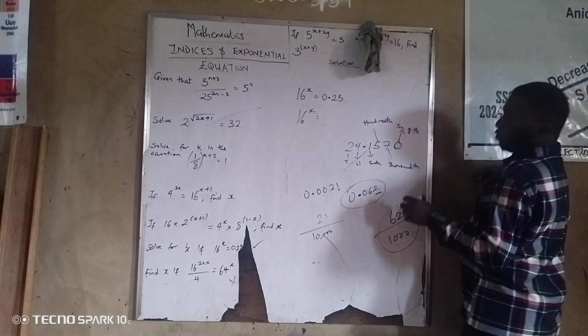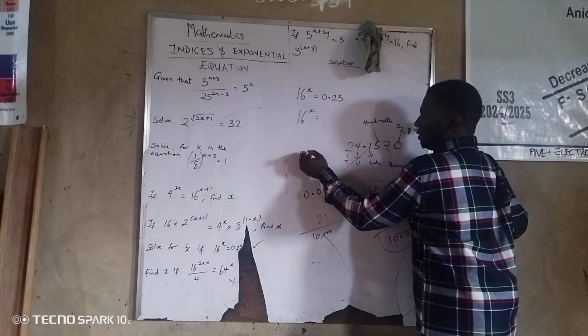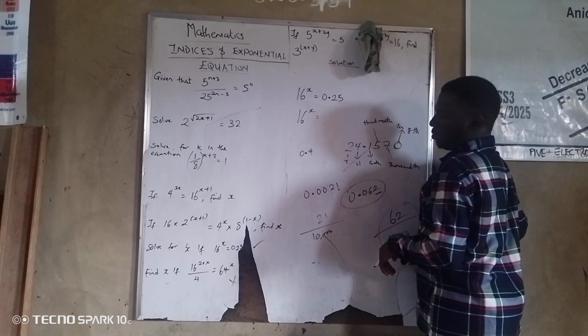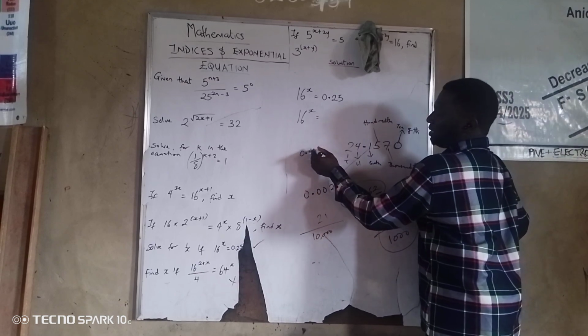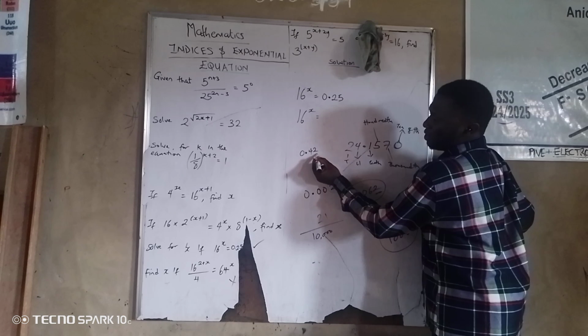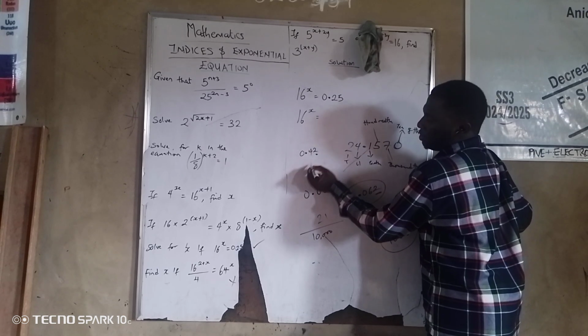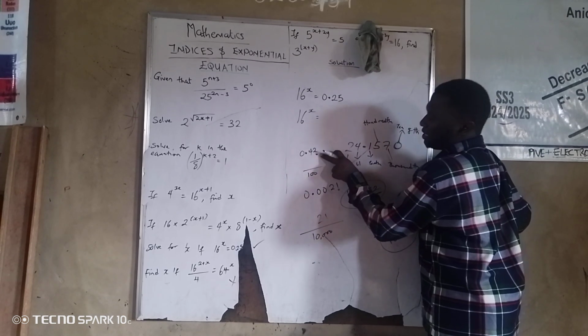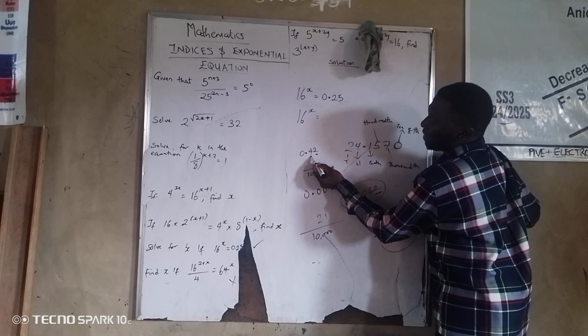So if you have something like 0.4, okay, let's say 0.42. The place value of the last number here is what you ask yourself. And the place value here is hundredths, which means over 100. Now, where's the first significant figure? 4.